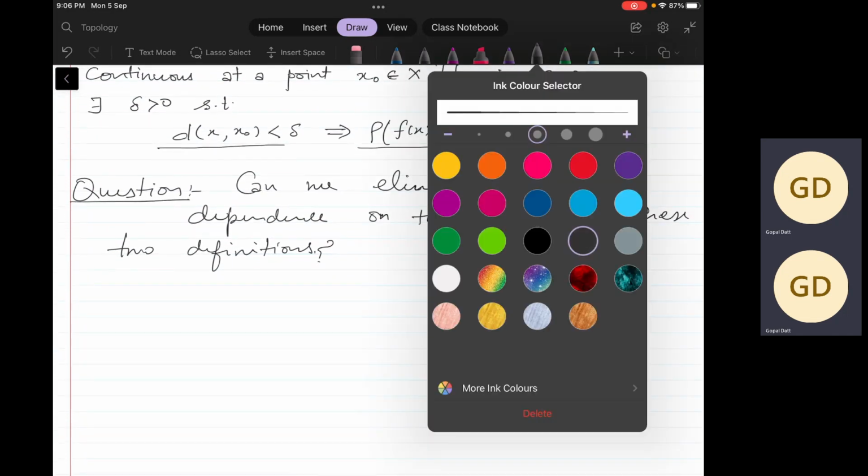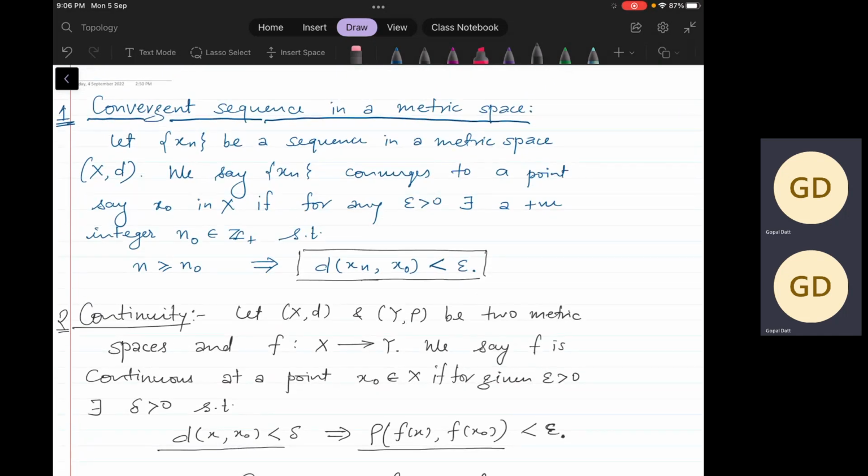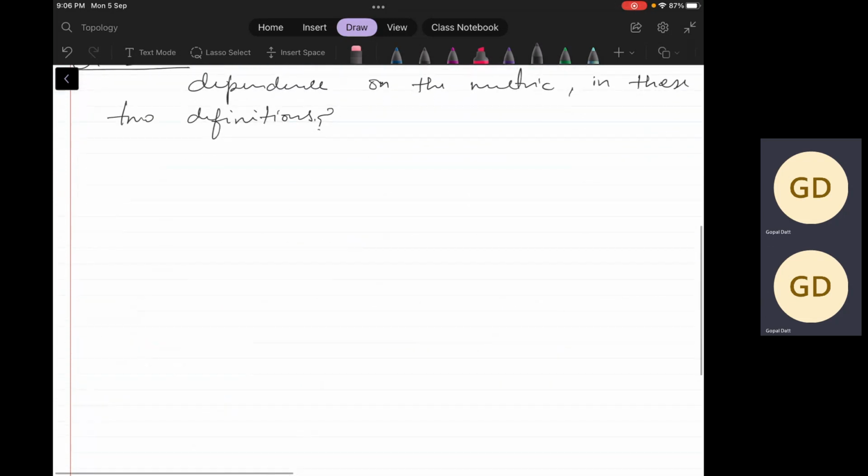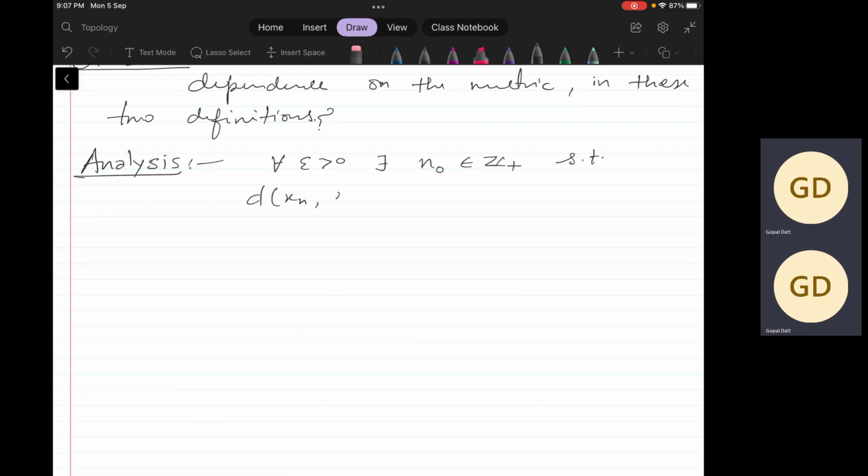So let us analyze these two definitions. First, let us analyze the definition of convergence. When we say a sequence is convergent and converges to a point x naught, then we are saying for every epsilon there exists a positive integer n naught such that the distance between xn and x naught is less than epsilon whenever n is greater than or equal to n naught. What does this mean?